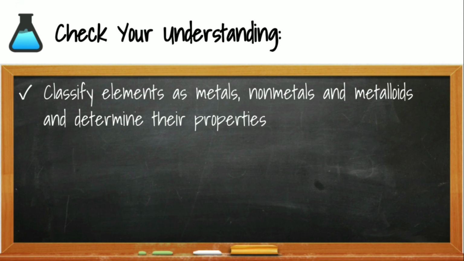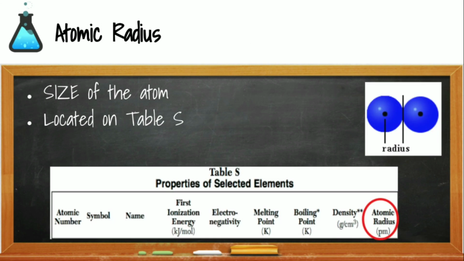Atomic radius is pretty simple. It's simply the size of an atom. Since atoms are spherical in shape, they have a radius. You can find the atomic radius of the elements on reference table S. No need to memorize, just look it up. As you go across the period, the atomic radius decreases.